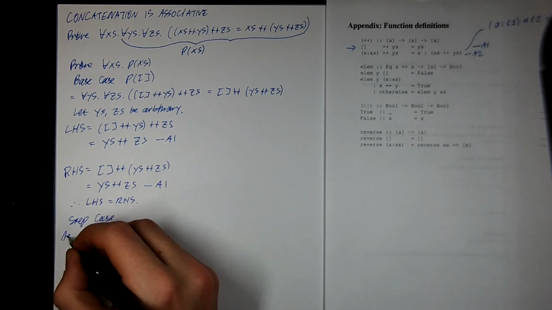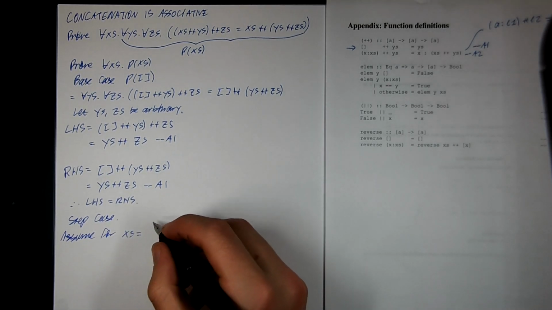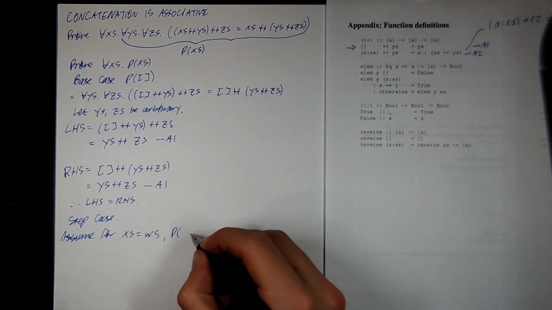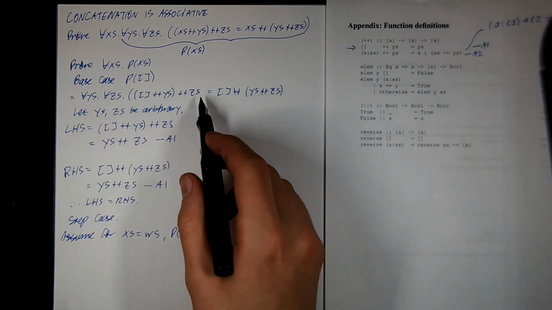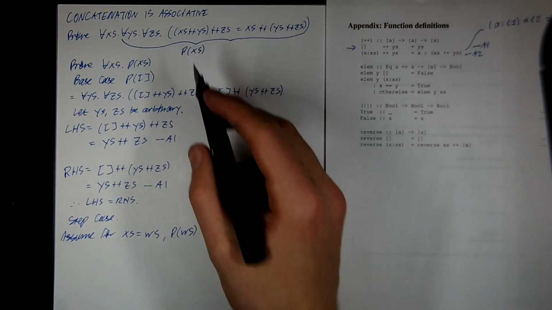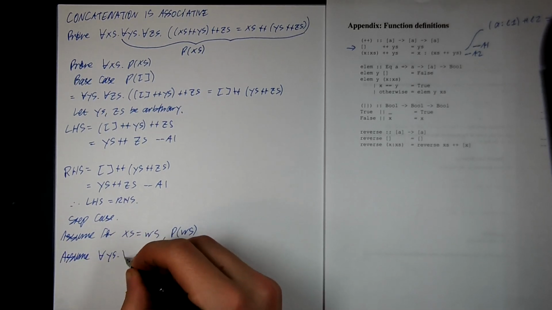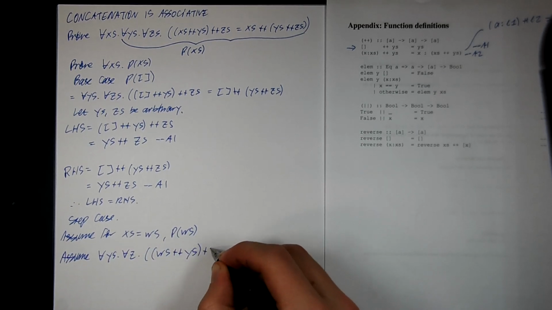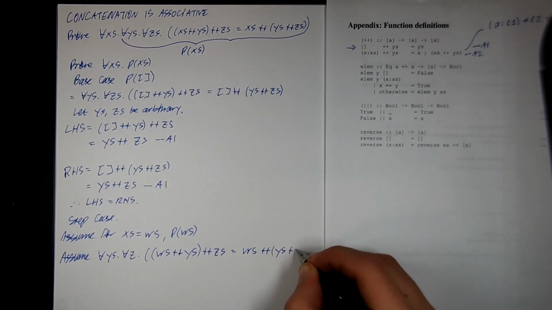We want to assume for xs equal to some arbitrary list, say ws, P of ws. So I want to assume this whole statement is true, this whole statement here with ws inserted instead of xs. So we're assuming that for all ys, for all zs, (ws concat ys) concat zs is equal to ws concat (ys concat zs).